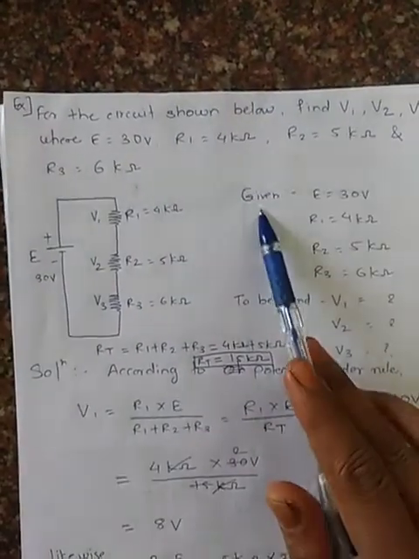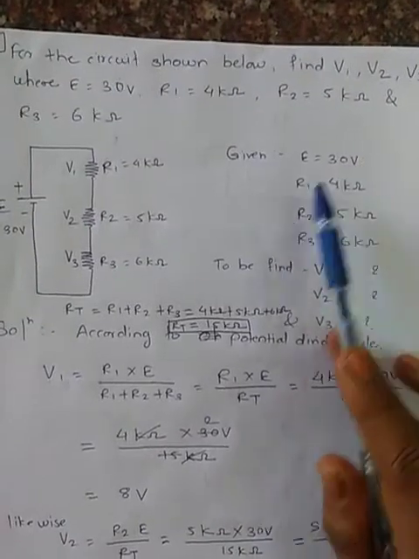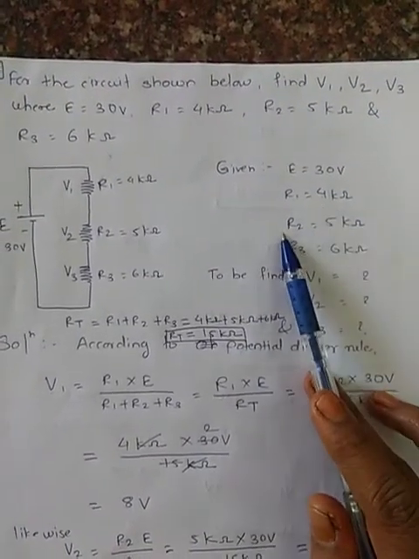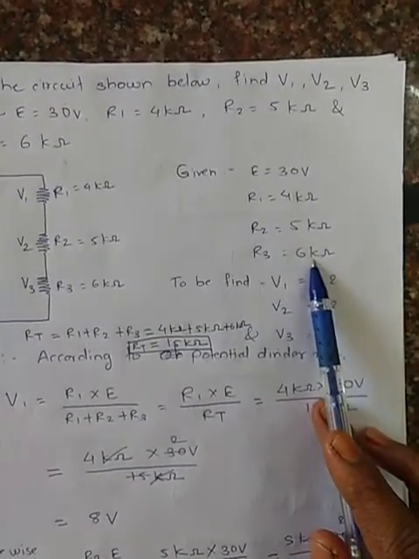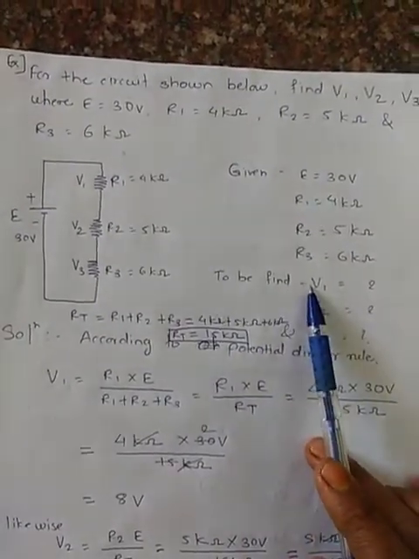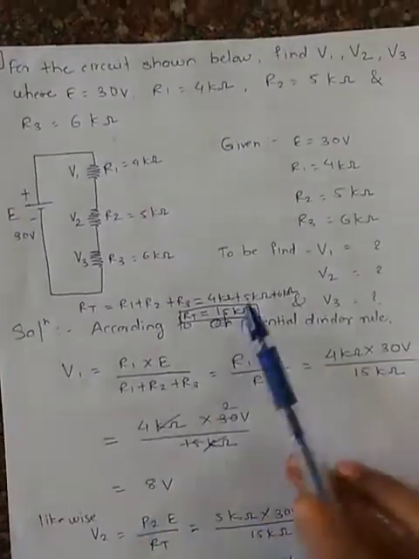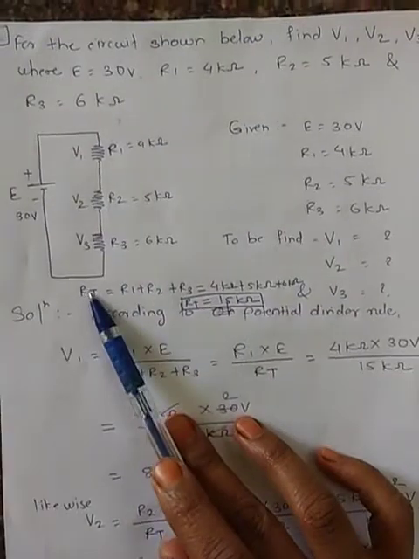What are the given quantities? Given is E, the supply voltage, 30 volt, R1 is 4 kilo ohm, R2 is 5 kilo ohm, and R3 is 6 kilo ohm. And what do we have to find out here? We have to find out V1, V2 and V3. Okay, so first we will find out the total resistance RT.